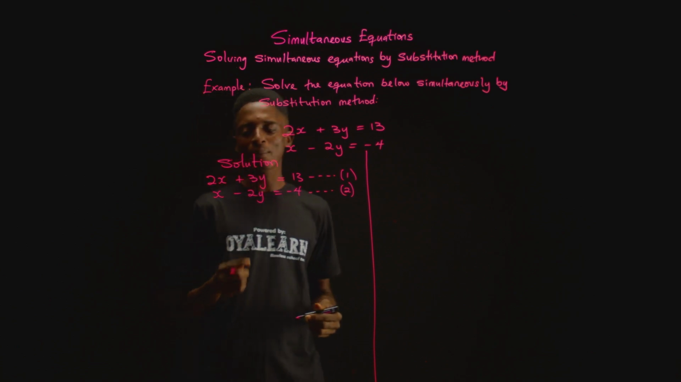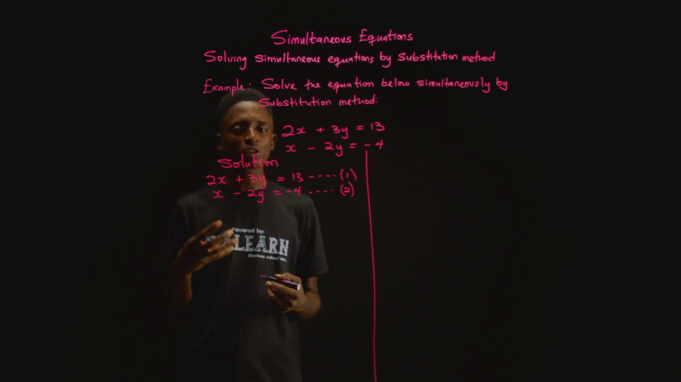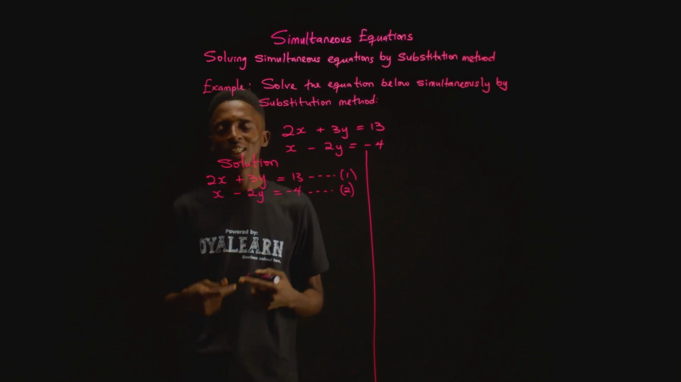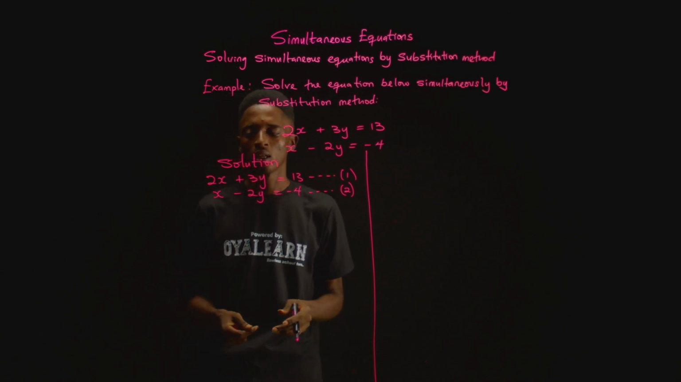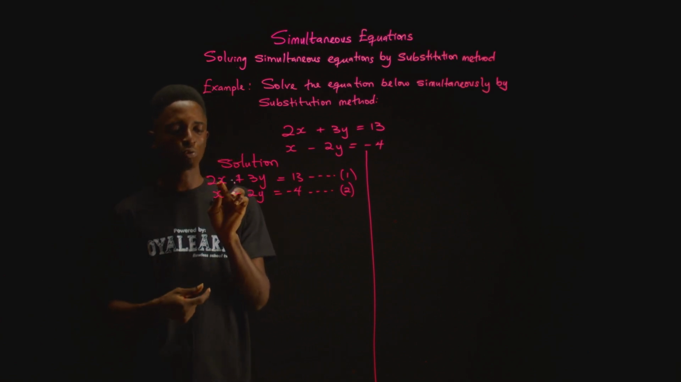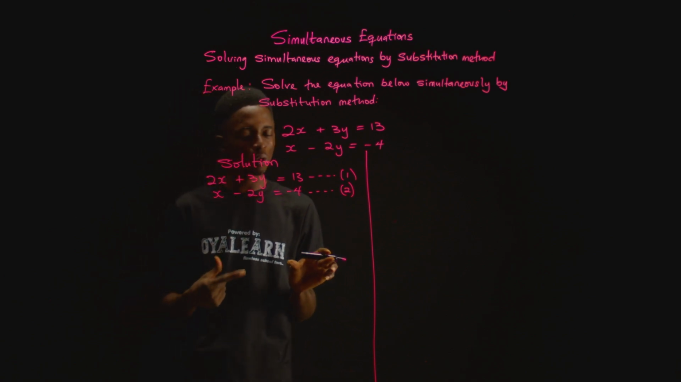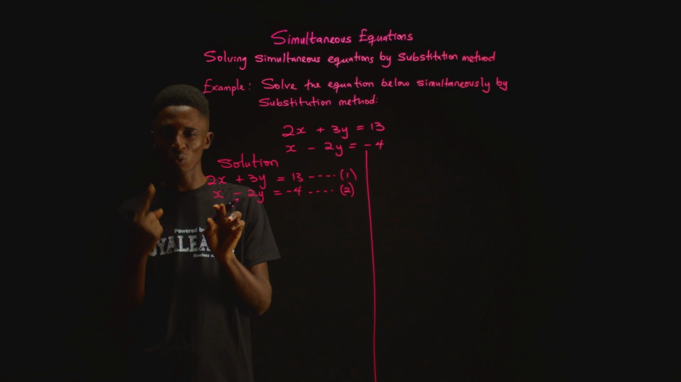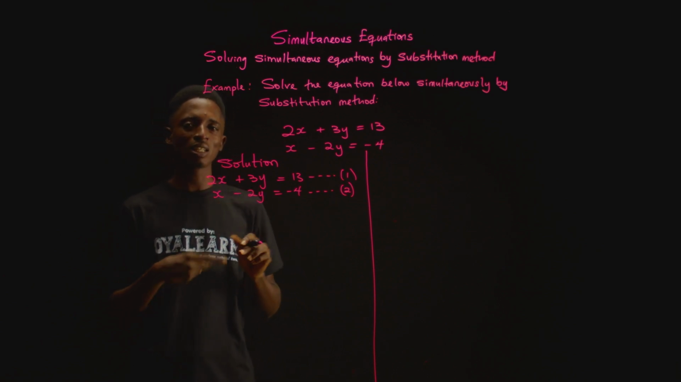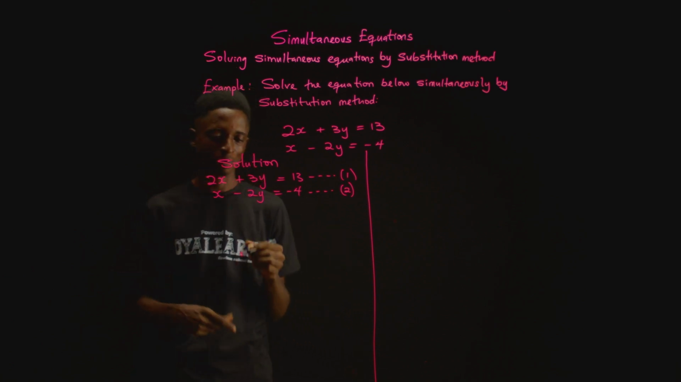Now, if you recall, I mentioned that when you want to use substitution method, check to see if at least one of the unknown variables has a coefficient of 1. That way it becomes easy to solve it. So in this case, you will see that in the first equation, the coefficient of x is 2 and the coefficient of y is 3. But in the second equation, the coefficient of x is 1 and the coefficient of y is minus 2. So this becomes the equation that we can work with easily, if you want to solve it with ease.